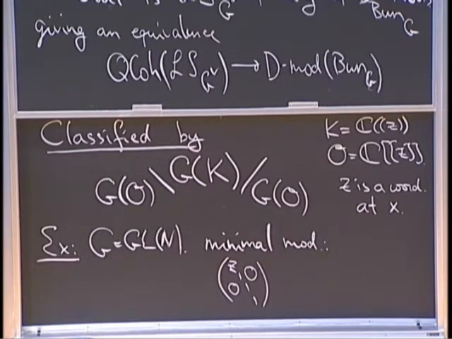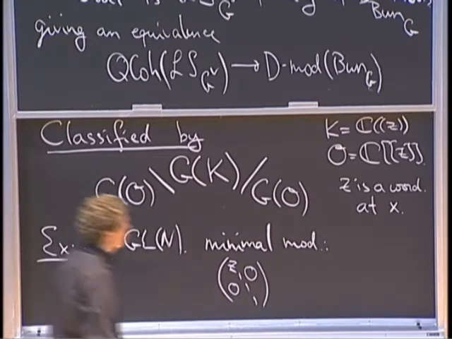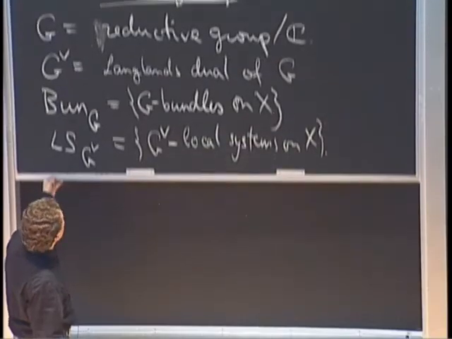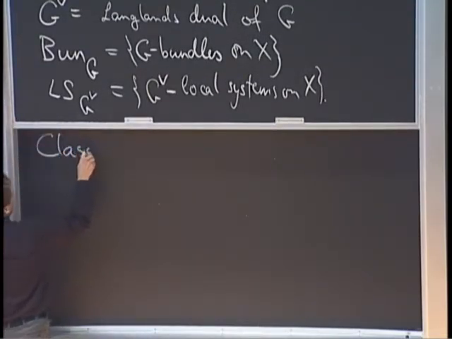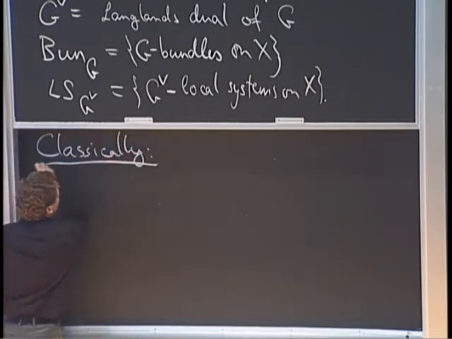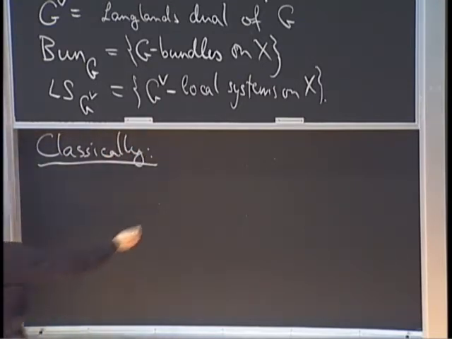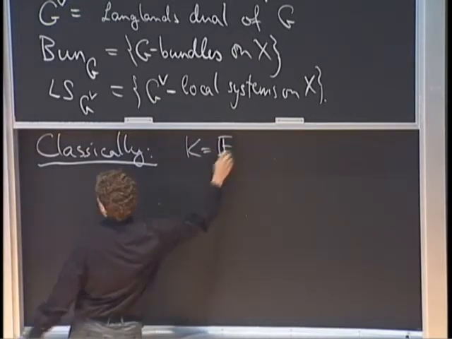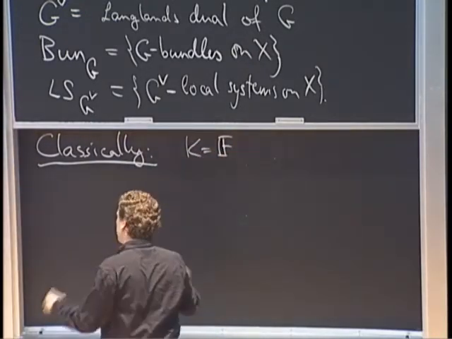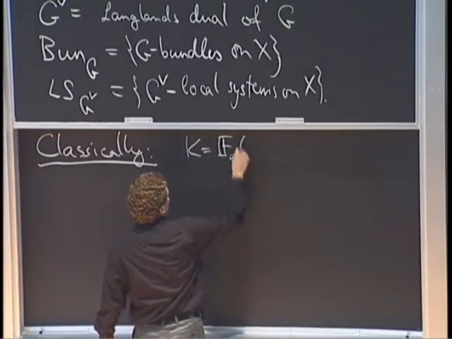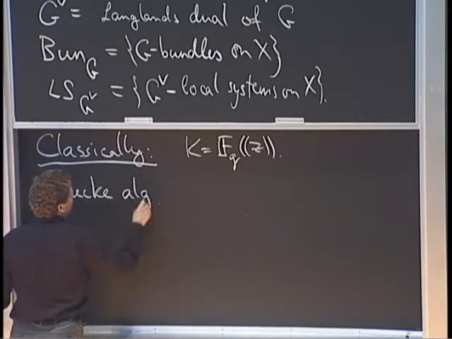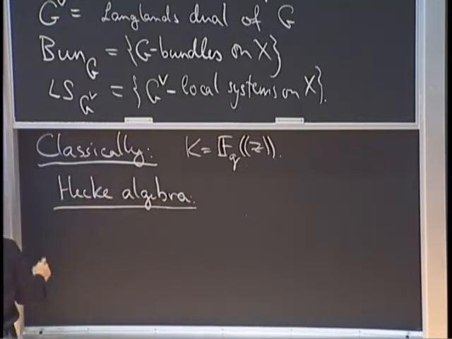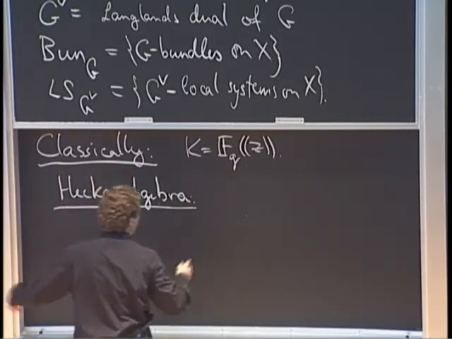And so classically, this would lead immediately to the idea of Hecke algebra. So classically, we would now say, let's say my ground field is now finite, so that I can actually count points, and then I can consider the Hecke algebra, which is simply the vector space of finitely supported functions.